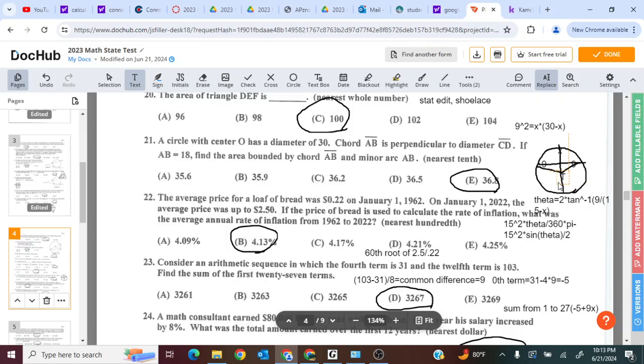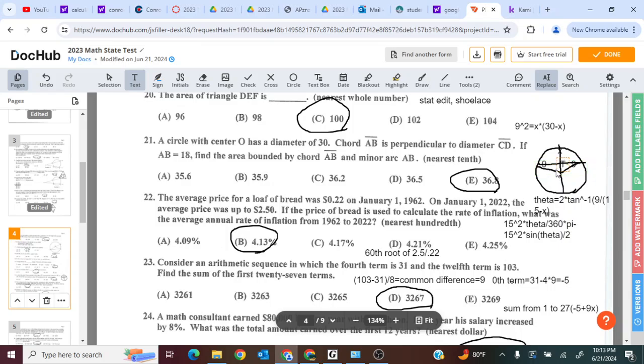Okay, in this case, first off, you have to figure out what this side is, from here to here. The interesting thing is how chords work. For chords intersecting in a circle, one side of the chord times the other side of the chord has to be equal to the two sides of the other chord multiplied. Since this is split perpendicular, the diameter splits the 18 in half. So 9 squared is equal to x times 30 minus x. Do that, you get x equals 3, I believe. So this side over here is your radius of 15 minus x, so 12.